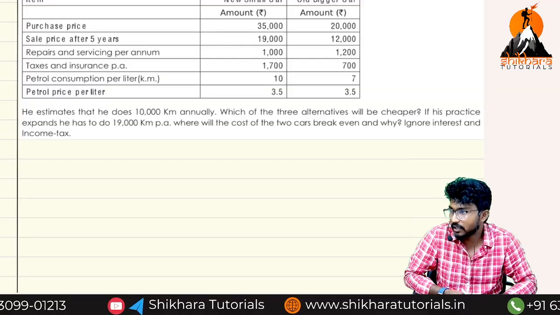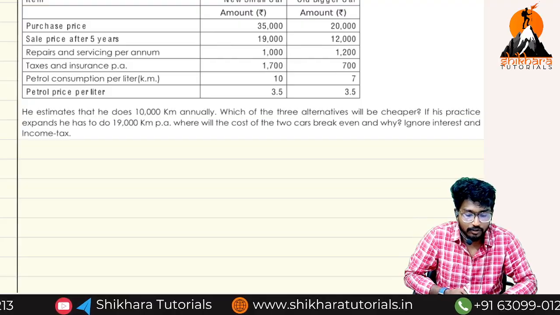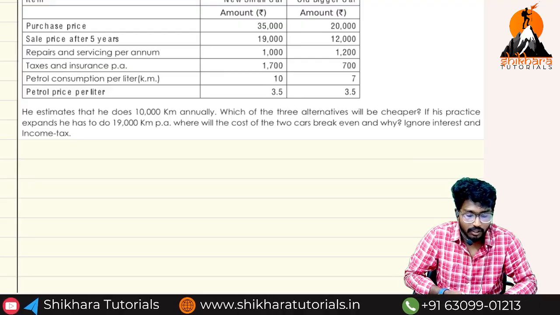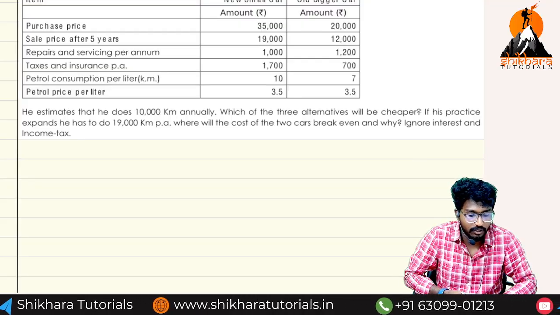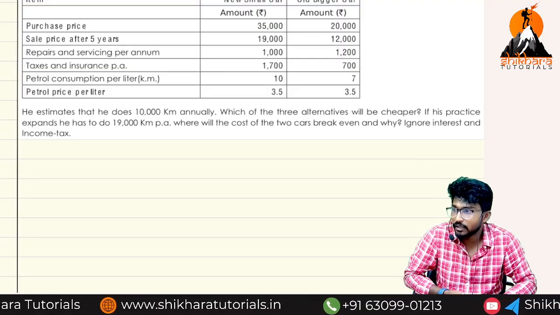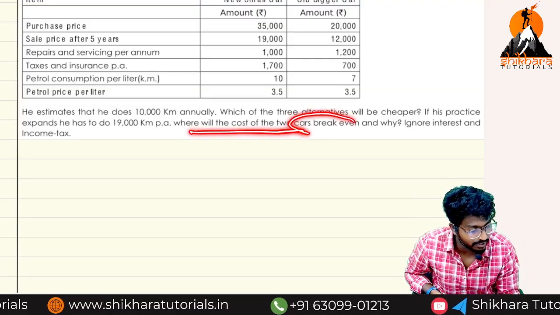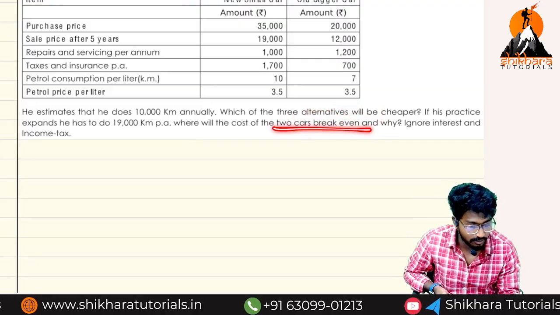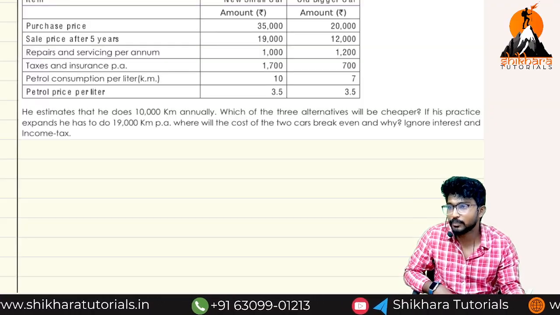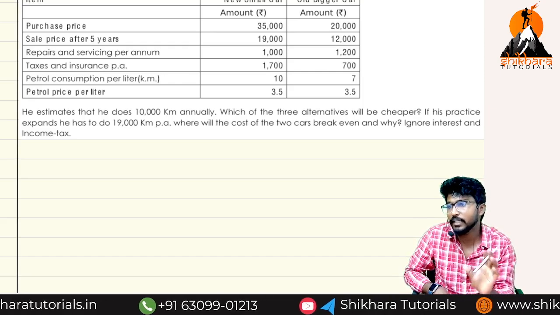Out of these 3 alternatives, which is cheaper? If his practice expands, he has to do 19,000 kilometers. Where will the cost of 2 cars break even and why? Ignore interest and income tax. Now he asked to calculate where the cost of 2 cars break even. What does this mean? That is nothing but the indifference point. That means the total cost will be the same.